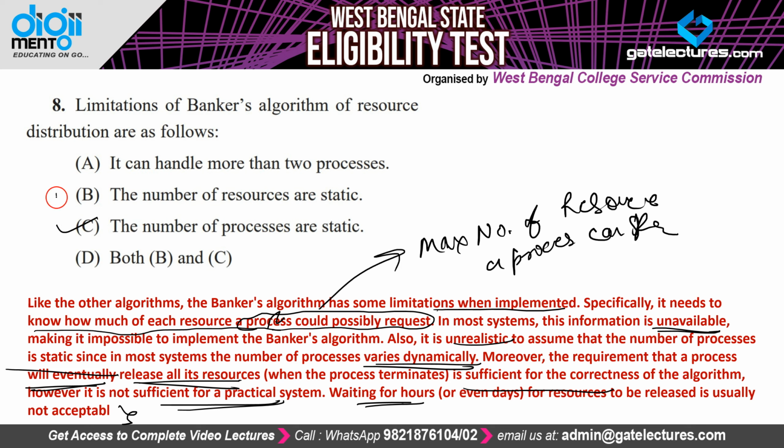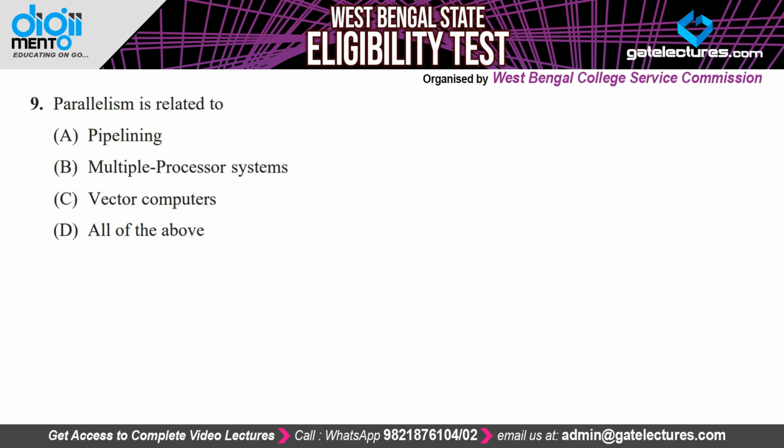Number of resources are static. This is also a limitation. It can handle more than 2 processes, that is correct. But these 2 are the limitations. So both B and C is the correct answer. That is option number D is the correct answer for question number 8.